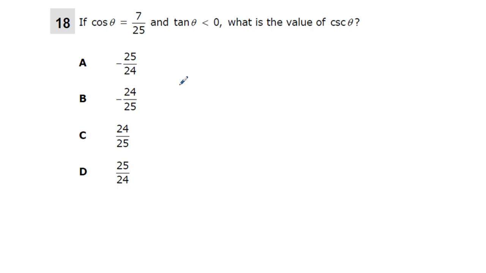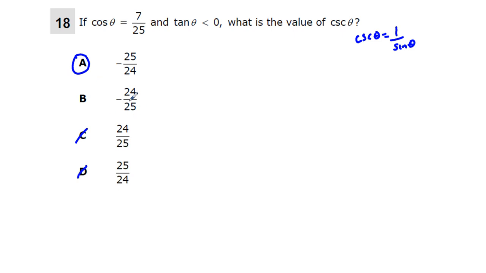Next, 18. If cosine is 7/25 and tangent theta is less than 0, what is cosecant? Well, cosecant, we can go to our HCP formula chart. Cosecant theta equals 1 over sine theta. So if cosine is positive and tangent is negative, we know that our answer is going to have to be negative. And we can't have a cosecant of less than absolute value 1, so A is going to have to be our right answer, just by process of elimination.